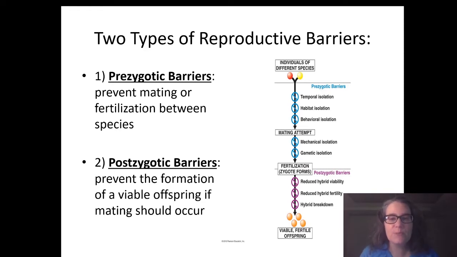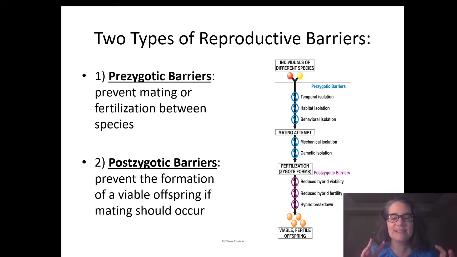So there are two groups of reproductive barriers, and one is called pre-zygotic barriers and one is called post-zygotic barriers. You have to know what a zygote is, and the zygote is the first cell formed from the union of a sperm and an egg. So when we have the union of the sperm and the egg, we form that first cell. If a barrier prevents mating or fertilization, prevents the formation of a zygote, then it is a pre-zygotic barrier. If the zygote forms and then development doesn't work out or the species kind of falls apart after, then that is called a post-zygotic barrier.